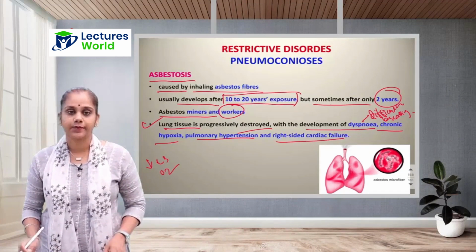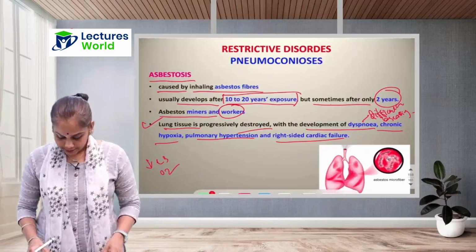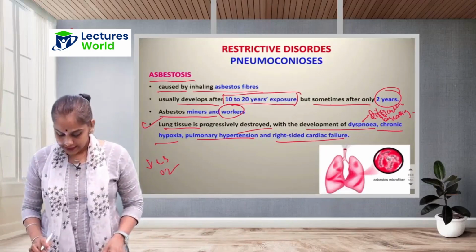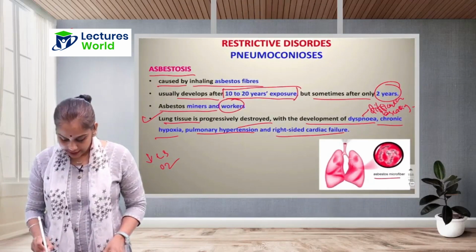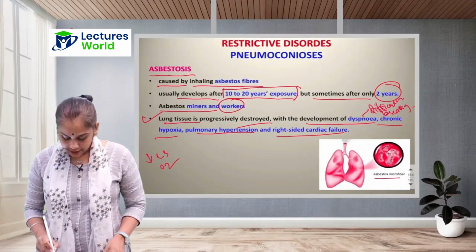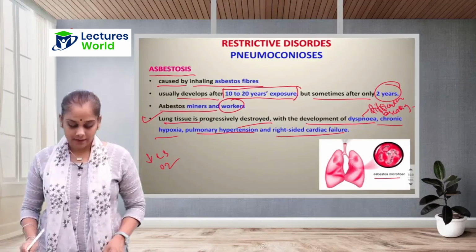So this is asbestosis. You can see in the figure, this is the asbestos microfibers. They are deposited in the lungs.